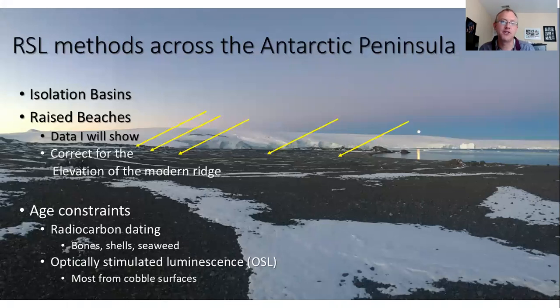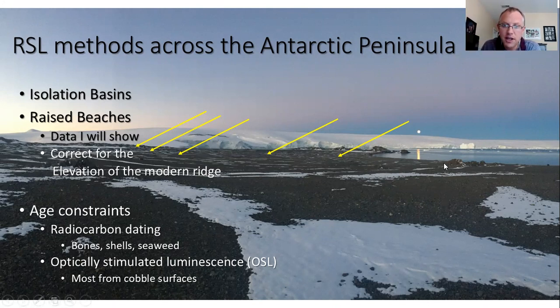So how do we reconstruct RSL across the Antarctic Peninsula? One method has been isolation basins. The other method, and the one that I'm going to focus on in this talk, is using raised beaches. Basically, as the land came up, we were left with these old beach ridges up the sides of the hills.